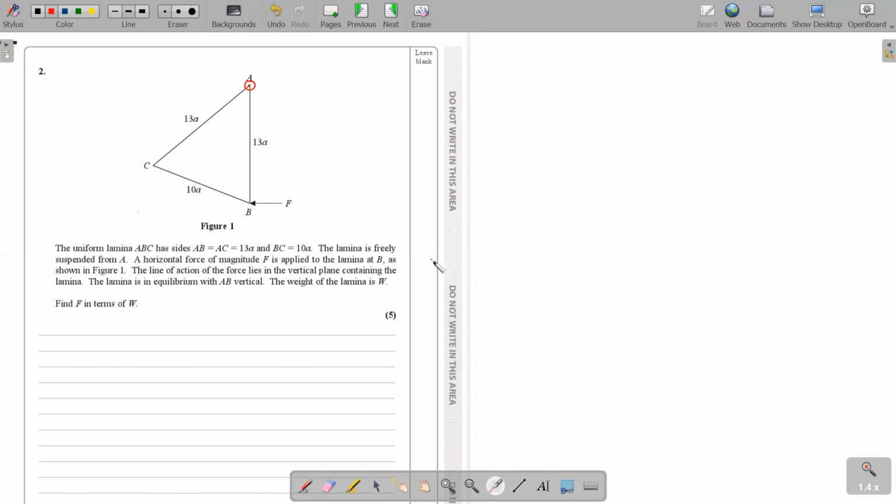The line of action of the force lies in the vertical plane contained in the lamina. The lamina is in equilibrium with AB vertical, as they have shown in the diagram. The weight of the lamina is W. Find F in terms of W.